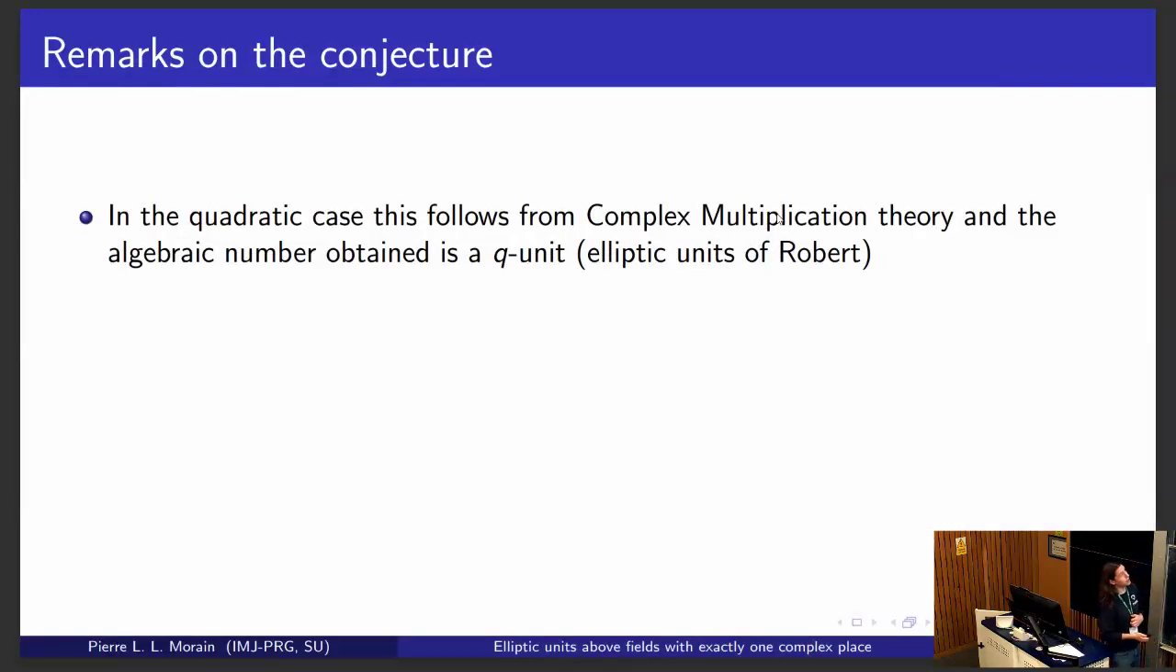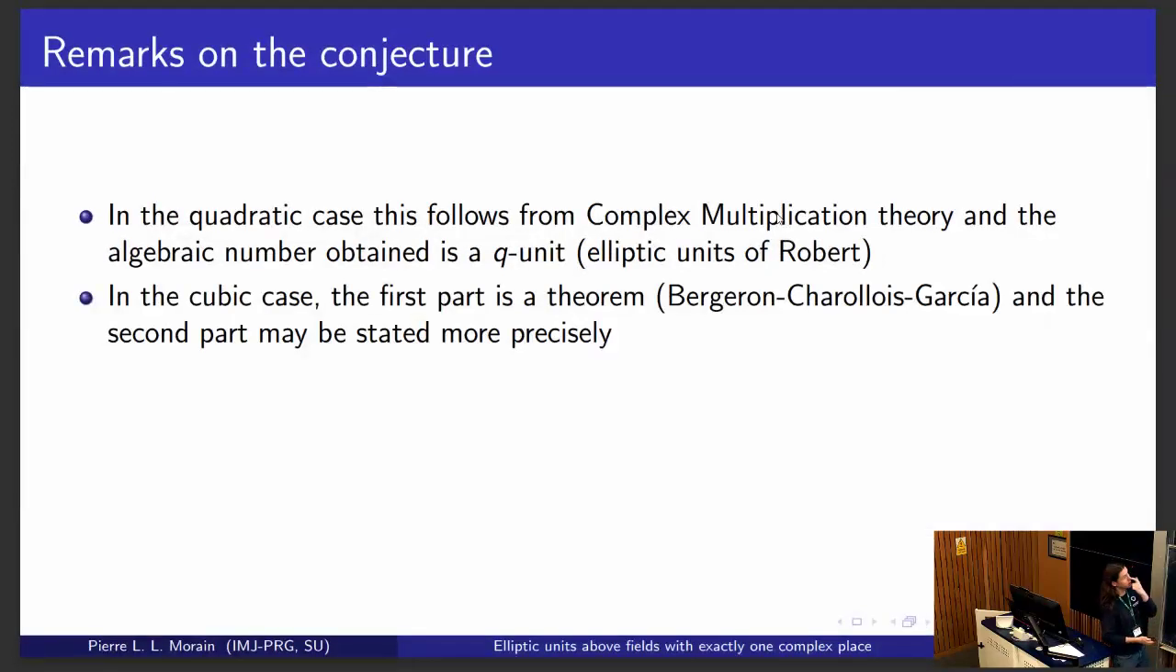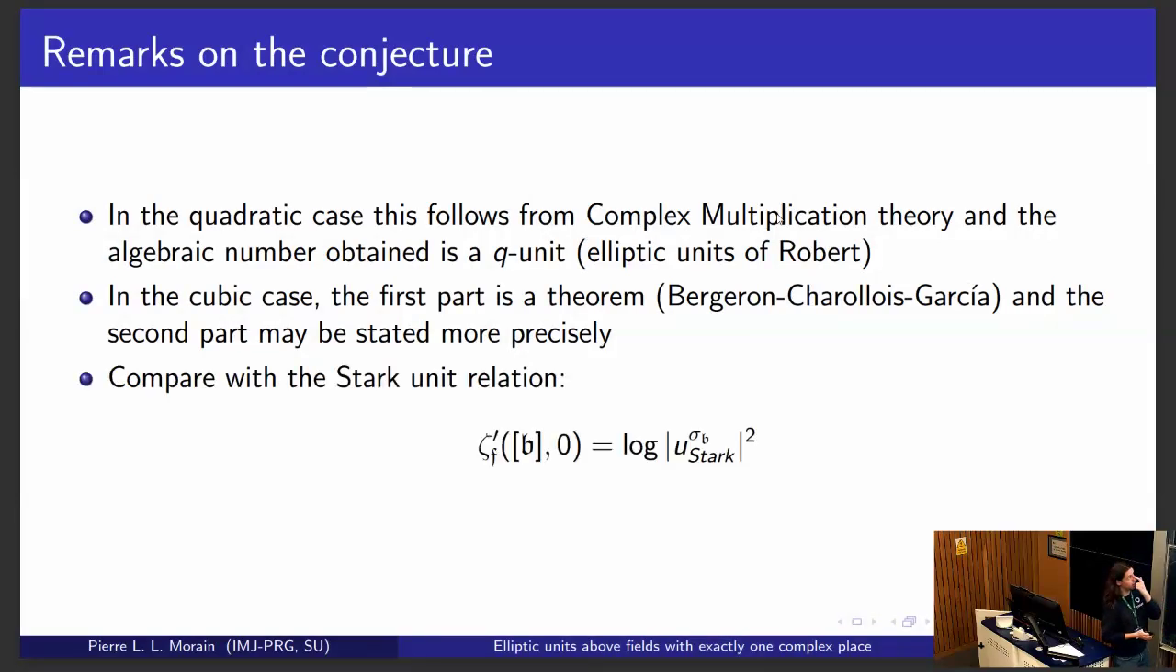So here I have a few remarks. Obviously this conjecture in the case r equals 0, I don't add many things to the theory of complex multiplication, and you get Q-units instead of units. In the cubic case, the Kronecker limit formula is obviously a theorem by Bergeron, Charollois, and Garcia. In all cases, and in the preprint, you can state the conjecture more precisely. And then I just want you to compare with the Stark unit relation, and maybe I forgot something here. I think I forgot something.